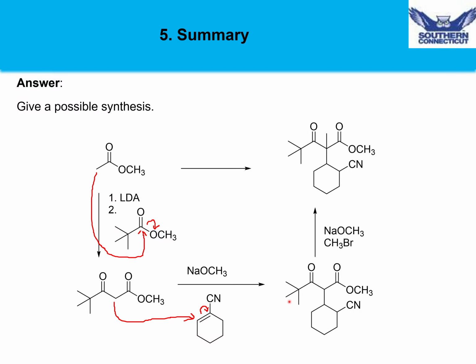That gives us access to this intermediate, which we can then turn into the final product by doing a methylation. So adding base would deprotonate the most acidic hydrogen, which is this one here, in between the two carbonyls, and then the methyl group will be added by adding methyl bromide.